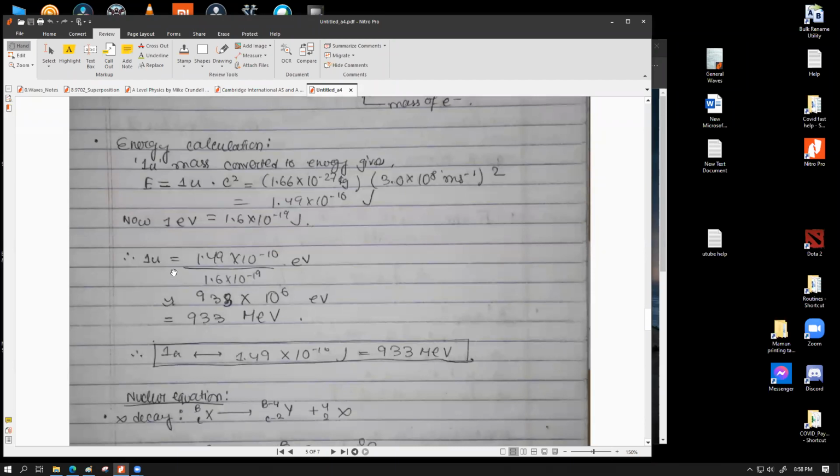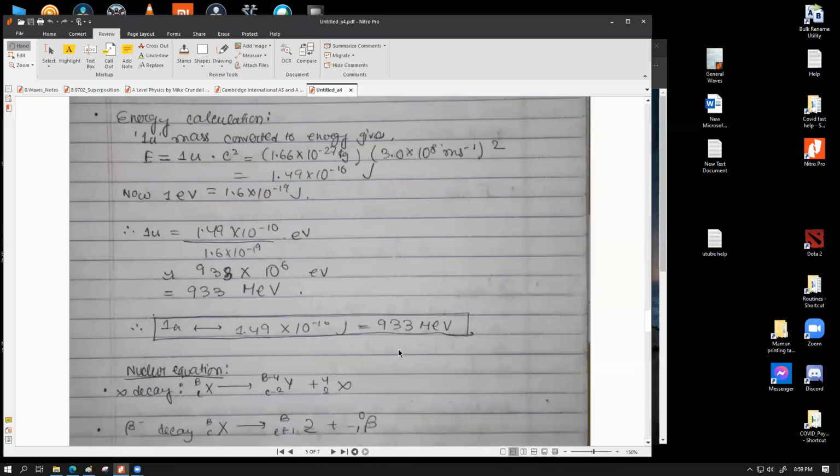So one U amount of mass can give us this much amount of electron volt, which is about 933 × 10 to the power 6 electron volt, or 933 mega electron volts, from which we can get this equation. If you can remember this 933 number, it can prove to be helpful for a lot of calculations. If you can't remember it, you can always find it by putting these numbers in a calculator. I'm not asking you to memorize this, but if you can remember it, you might have some advantage later on.